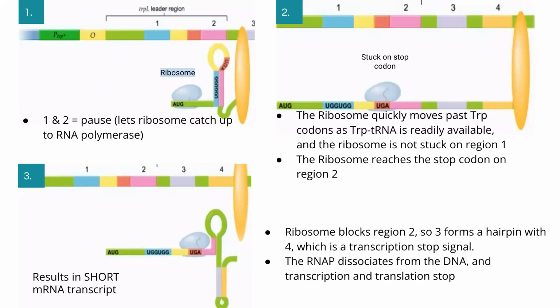Or sorry, 2. Wait, yeah, that makes sense. 1 and 2, 3 and 4. Yeah, 1 and 2, and then 3 and 4 have now bound, and that results in this getting stuck on hitting the UGA, the stop signal, stop codon, and then this will also pop off the RNA polymerase.